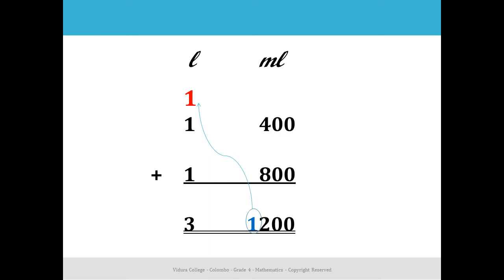When you are going to add, first start with the milliliters side. 0 plus 0, 0. 0 again plus 0, 0. 4 plus 8, you get 12. So here under milliliters, you have got 1200 milliliters. Under milliliters, you can't keep thousands because when it comes to thousands, 1000 milliliters equal 1 liter.